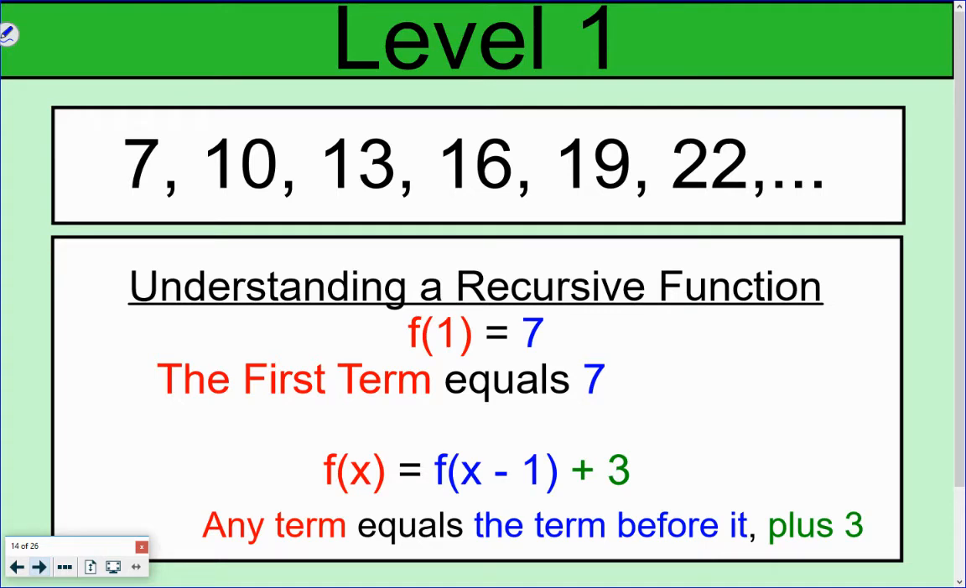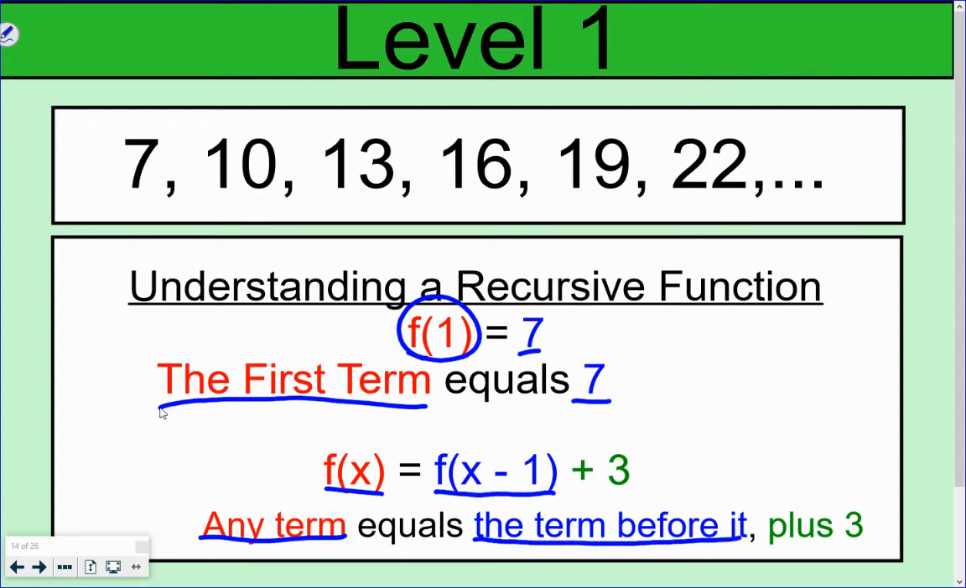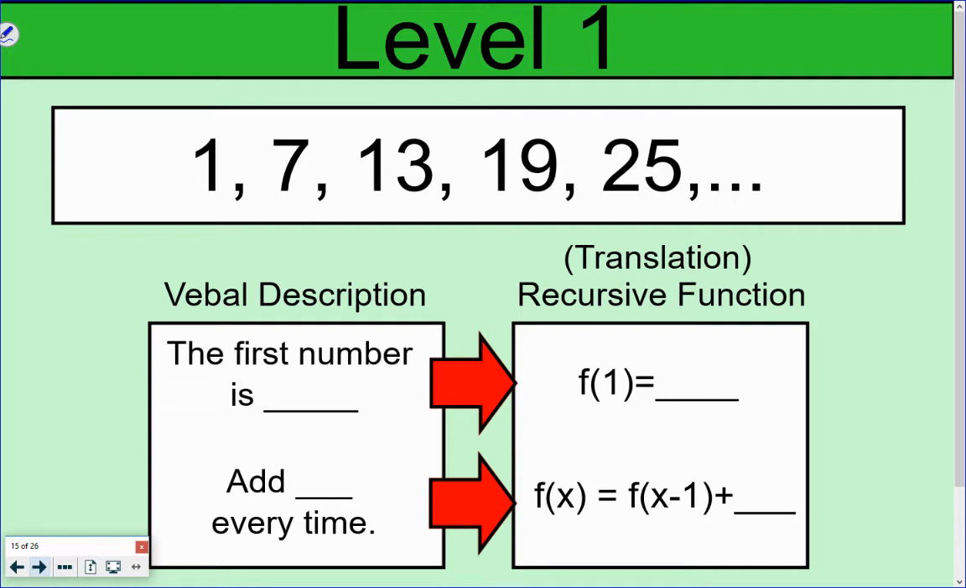Okay, so just showing you once again, the first term is f of 1, 7 is right there. F of x means whatever term we're looking for. F of x minus 1 means the term before it, and then we just add on what is our pattern. Let's look at a different one. We're going to take it from our verbal description here, and then we're going to translate it into the recursive function. Again, the word recur means repeat. It's telling us what is the pattern.